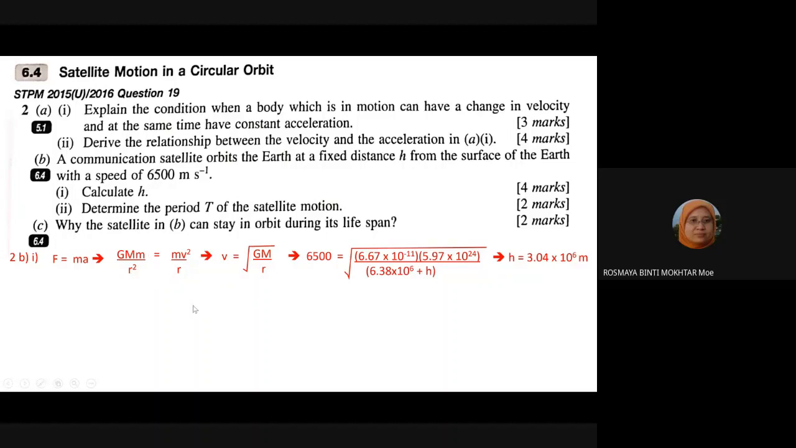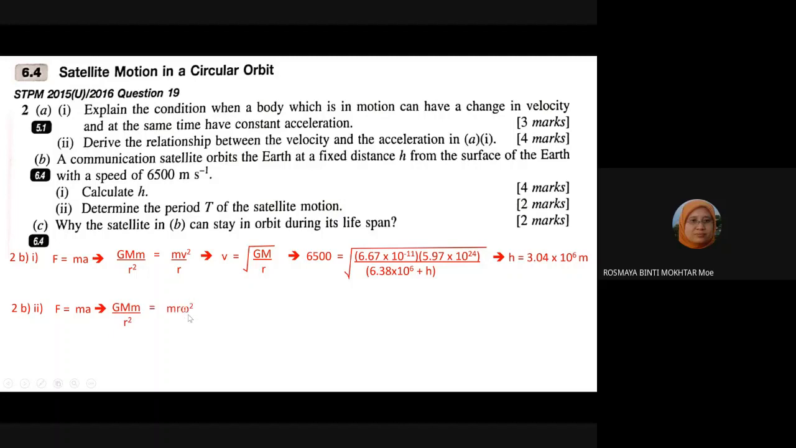Okay, then B2. Determine the period of the satellite. So we use the same circular motion, but this time use m r omega squared. But now you see the marks here, it is 2 marks only. So if it is 2 marks only, you can straight away use the formula T equals 2 pi square root of... I forgot the equation.